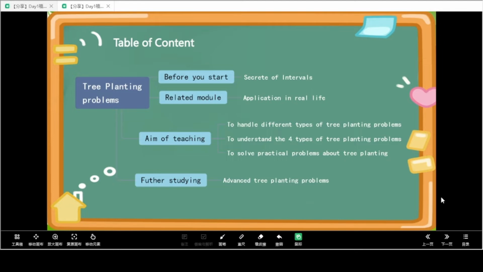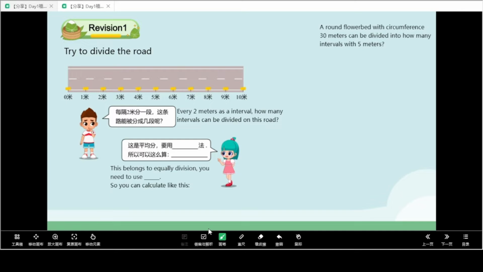So here is our table of contents. We are going to talk about 4 types of tree planting problems today. Before we get started, let me ask you a question first. Okay, so let's have a revision first. Let's try to divide the road.